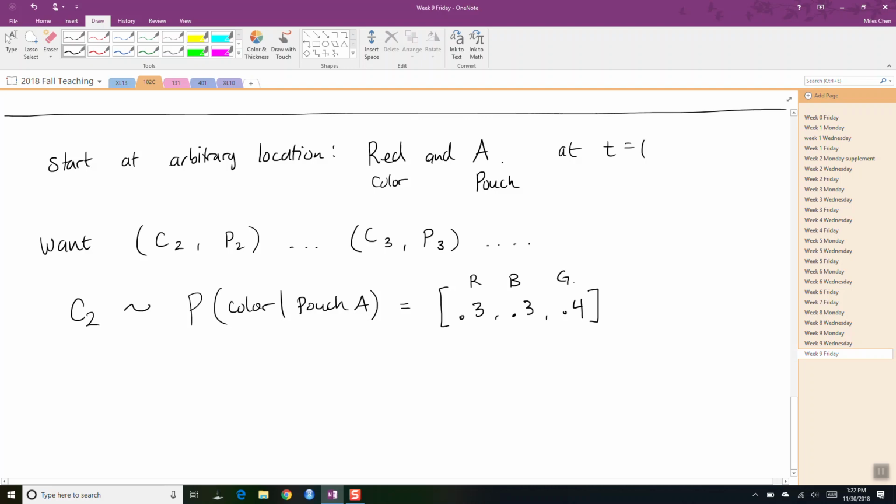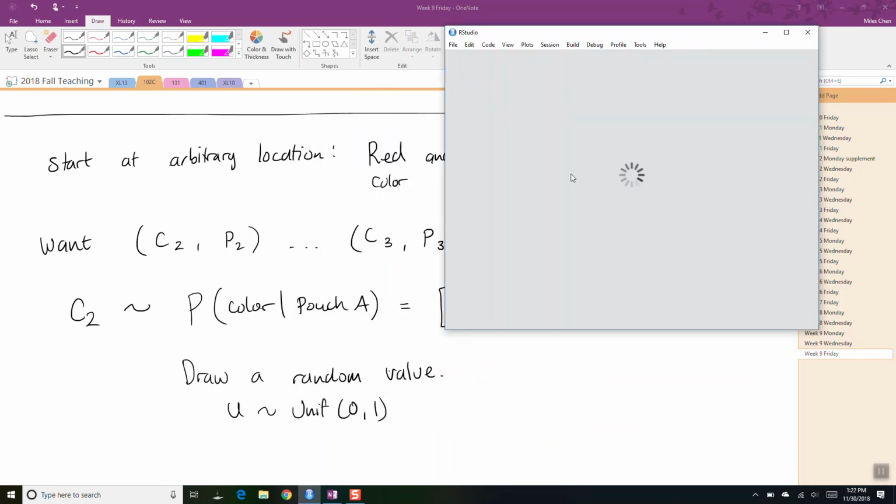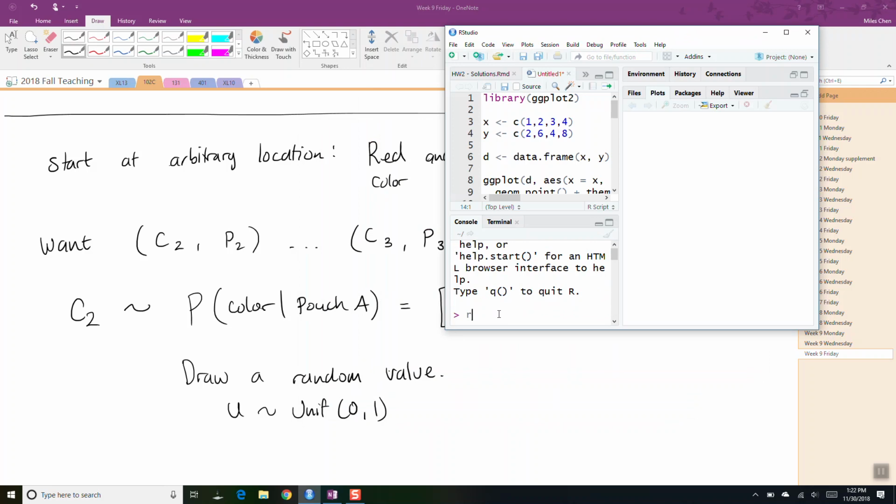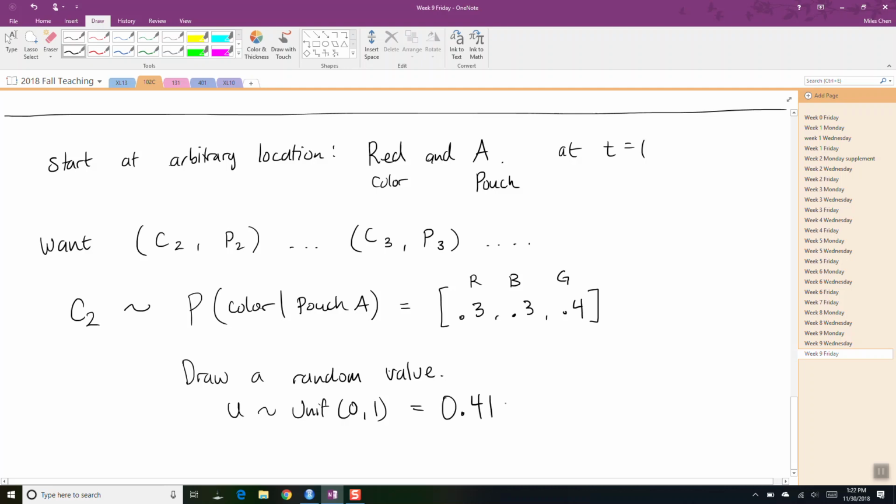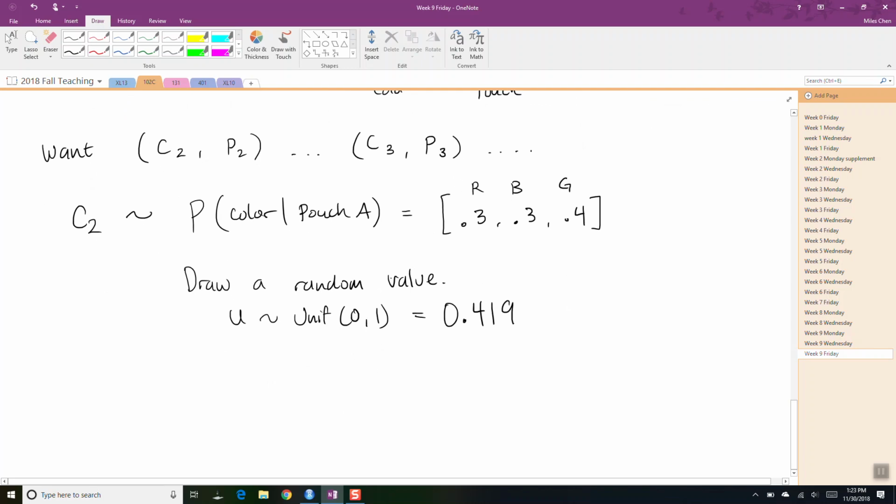Okay, so how do I draw a random value from this distribution? What do I do? We'll start off with U comes from uniform 0, 1. Let's ask R to give me a random uniform. So I'll say runif 1, and it gives me 0.419. What does this correspond to? How do we turn this into a draw from this categorical distribution?